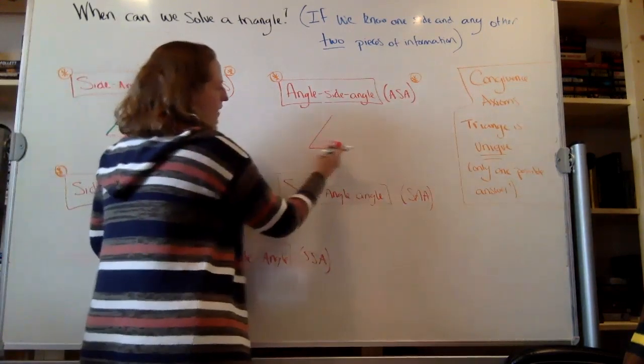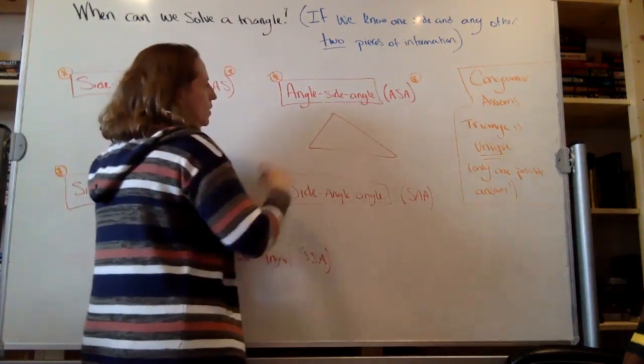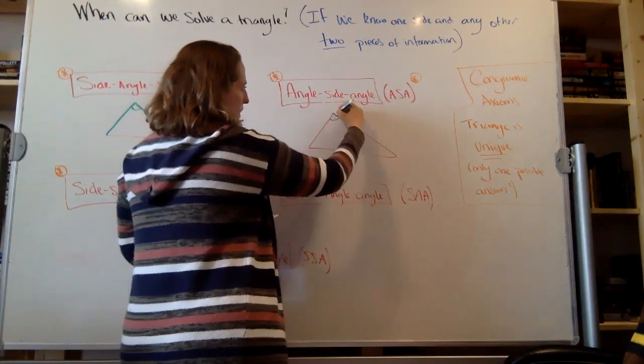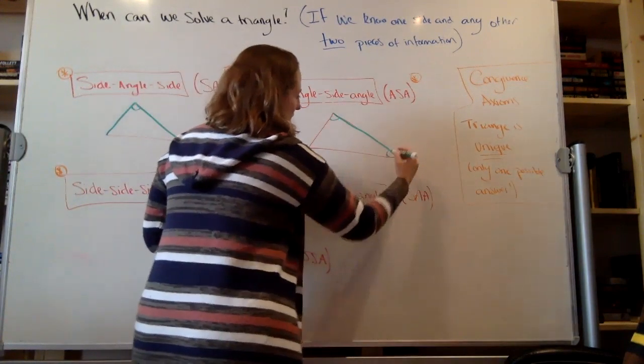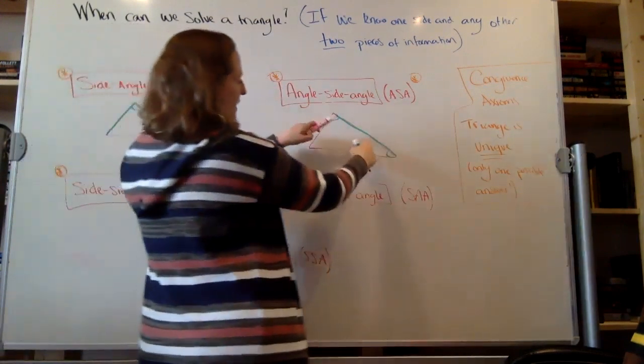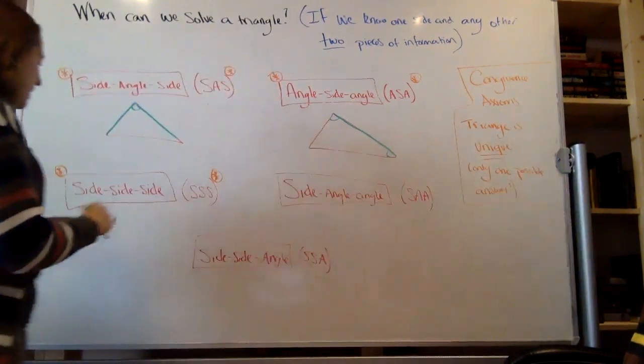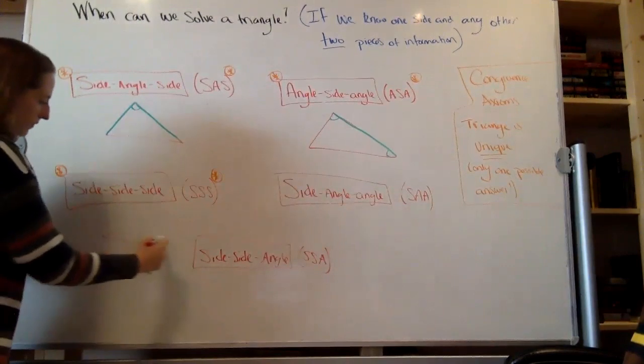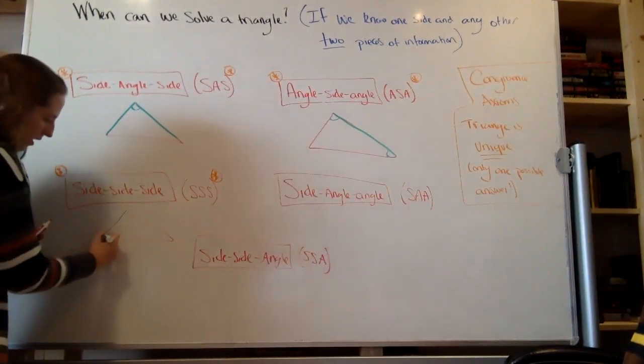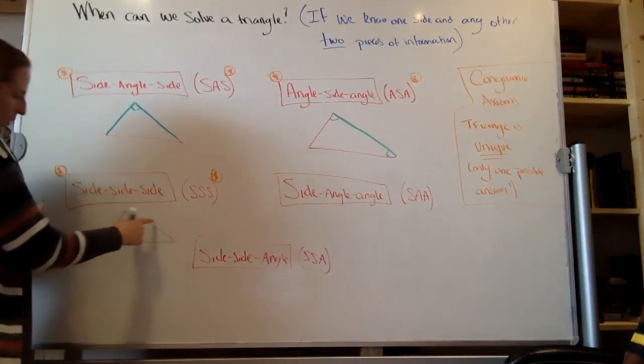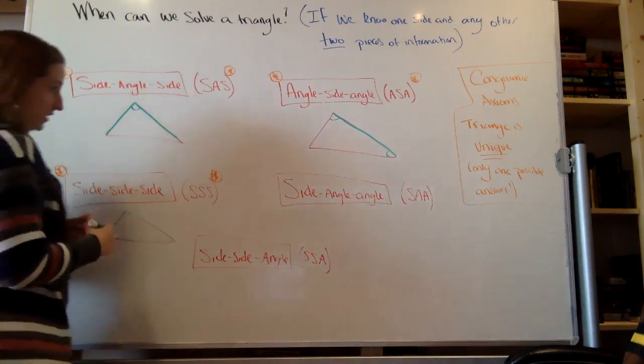For this guy, if we have a triangle, we know an angle, we know a side, and we know an angle. And again, notice the order matters. So we know the side that's between those 2 angles. For side, side, side, if we have a general triangle, we know all 3 sides, and if we know all 3 side lengths, we can fully solve that triangle.